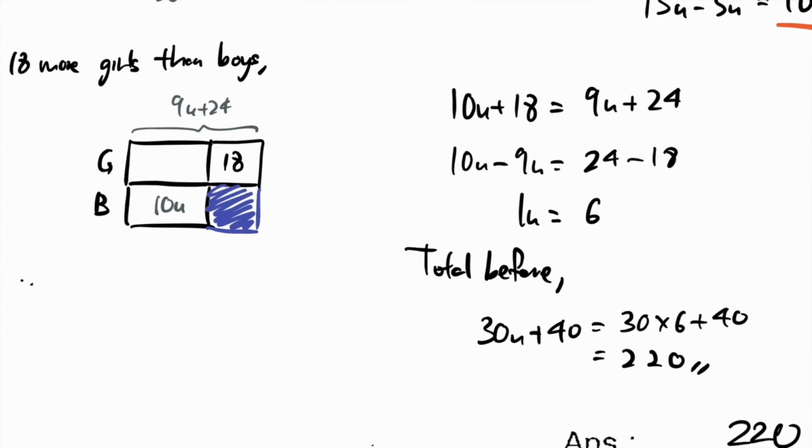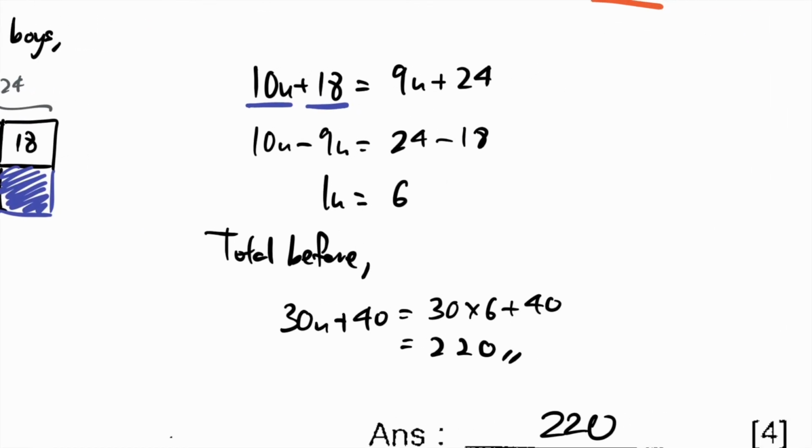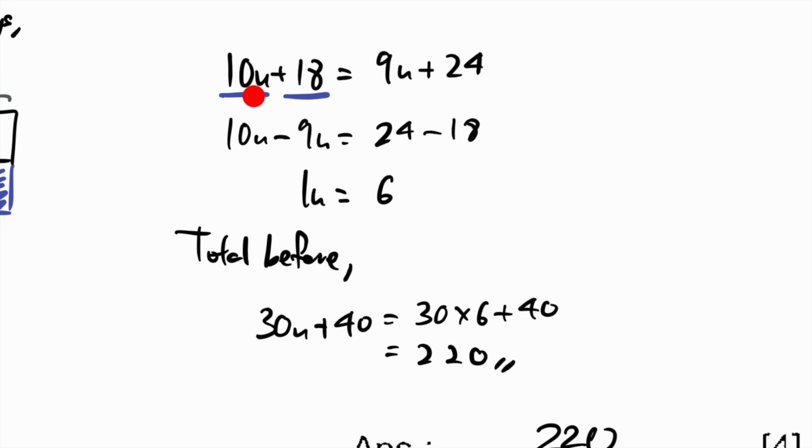So what can we do with that? Yes, add 18 to 10 units, it will be exactly the same as 9u plus 24. So that is an equation we can work with. So what's the larger unit here? 10 units, right? So 10 units stays, 9 unit comes over. 24 stays, positive 18 goes over. So that's 1u equal to 6.